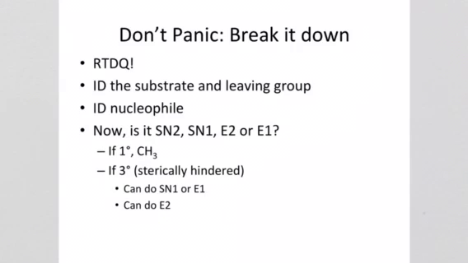Okay, well, let's do the easiest one first. If you figure out that the substrate is a methyl group, something like methyl bromide, well, there's only one thing it can do. You need to have at least 2 carbons in the molecule for it to do any kind of elimination reaction, so you know it's not going to do an elimination reaction. A methyl carbocation is very, very unstable, so you know it's not going to do SN1.